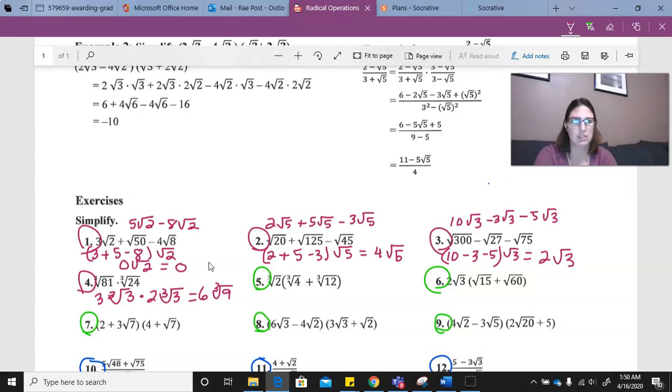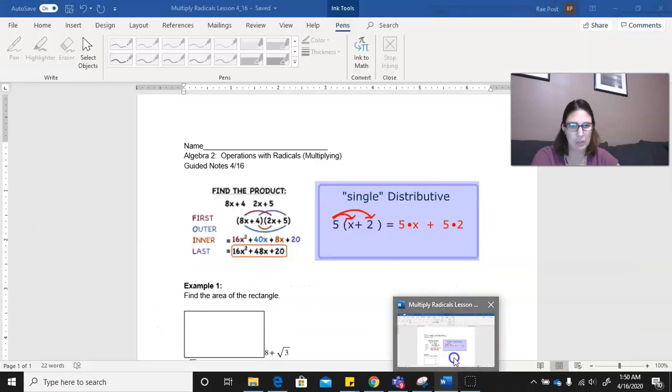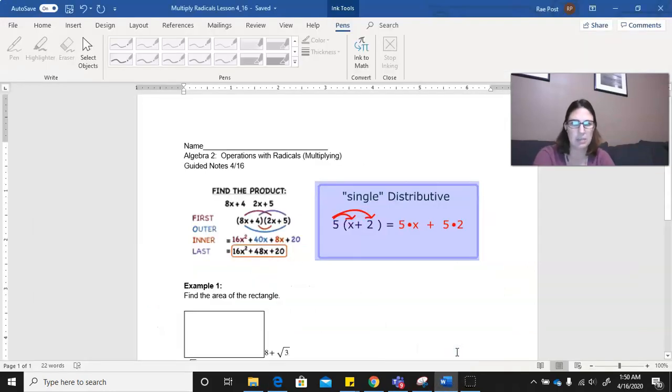It's the first time I've used it this year, so actually, I'm going to show you how to do it at the end of the lesson. All right, so we're going to go ahead and go to the notes. At this point, go ahead and open up your guided notes that are attached to the assignment. If you need to pause the video, you can do that.